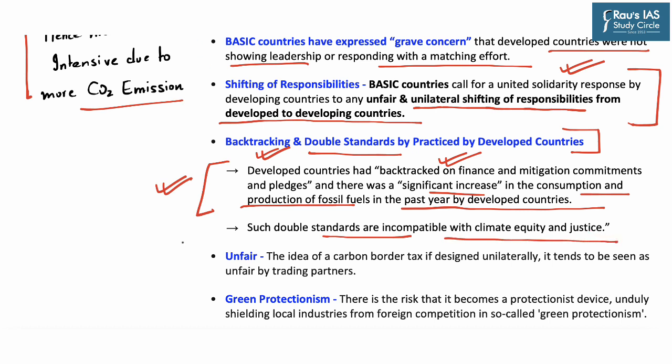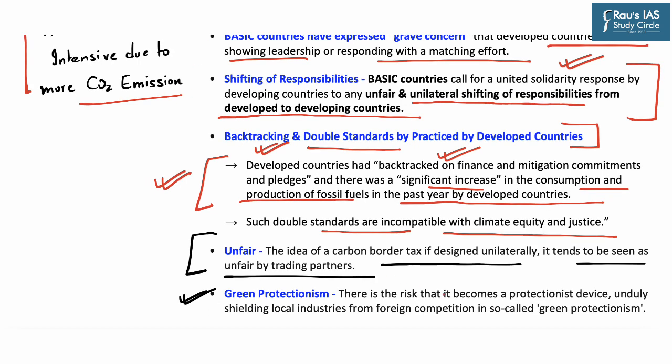So overall, the BASIC countries have said that the developed countries are being unfair, as the idea of a carbon border tax has been designed unilaterally and tends to be seen as unfair by the trading partners. And it also promotes green protectionism or adds green barriers to trade. So the concern of the BASIC countries is that this carbon border tax can become a protectionist device which is unduly shielding local industries from foreign competition in the name of so-called green protectionism.